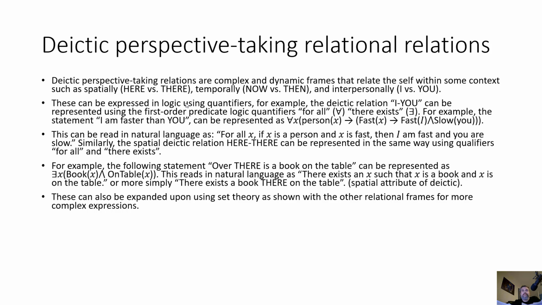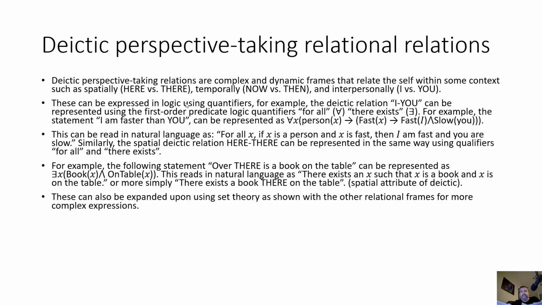Similarly, the spatial deictic frame there can be represented the same way using quantifiers, for all, there exists. For example, the statement, over there is a book on the table, can be represented as there exists, that's the backwards E, there exists book X and on table X. This reads in natural language as there exists an X, such that X is a book and X is on the table.